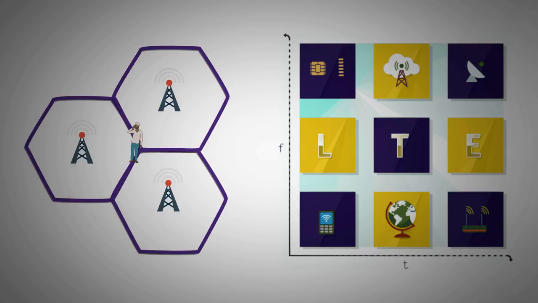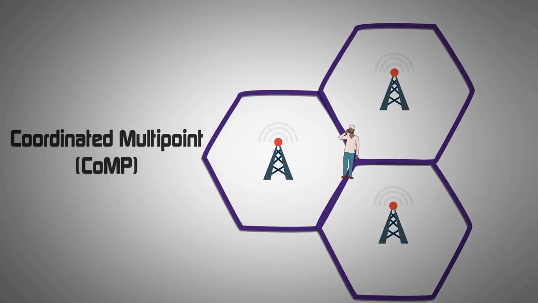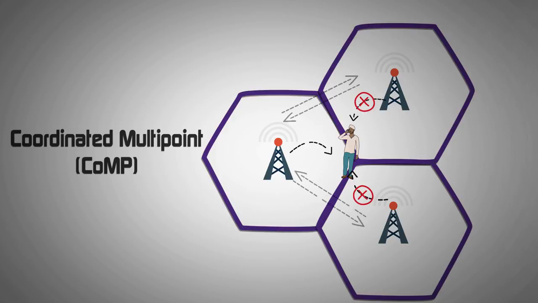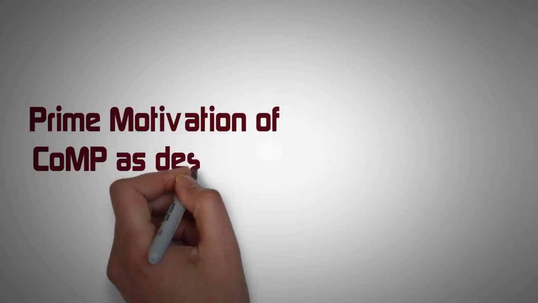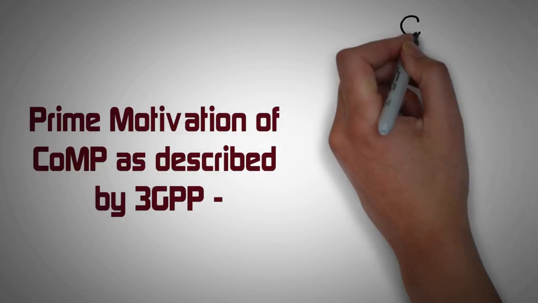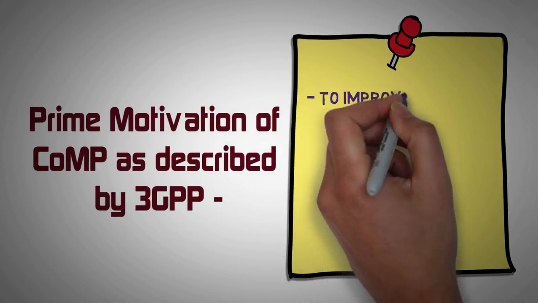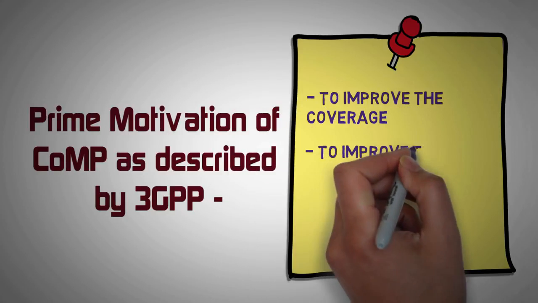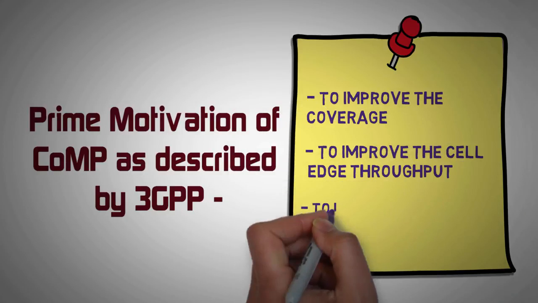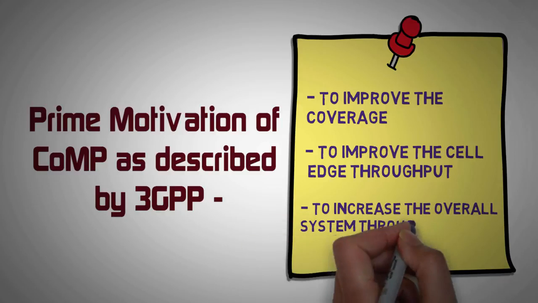Today we will see how using multi-point coordination, the user experience at the cell edge is improved by exchanging cell information among different base stations. The prime motivations of coordinated multipoint, as described by 3GPP, are to improve the coverage, to improve the cell edge throughput, and to increase the overall system throughput.